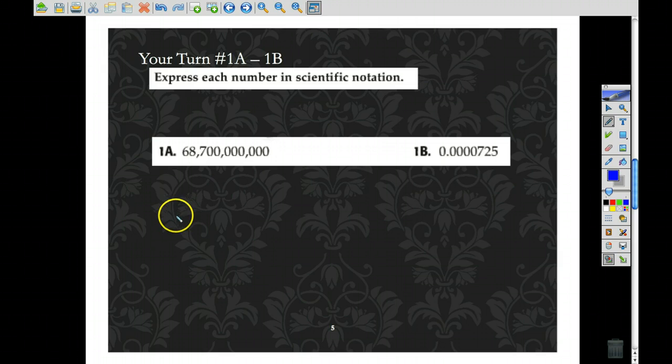Okay, so here's your turn, 1A and 1B. Just remember if it's to the right, it's going to be negative. Okay, so here you're going to have the decimal point here. Count how many spaces. It's going to the left, so it'll be a positive exponent. Here you're going to count how many to the right, and it'll be a negative exponent. Okay, so put this on a separate sheet of paper and come back when you're done.